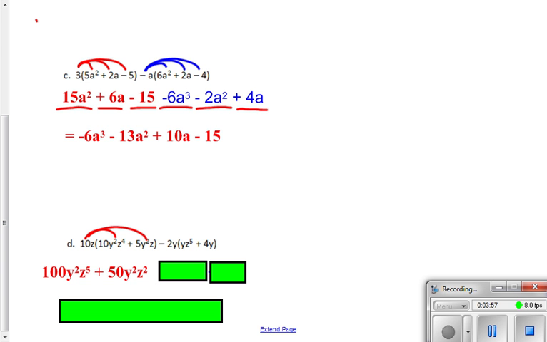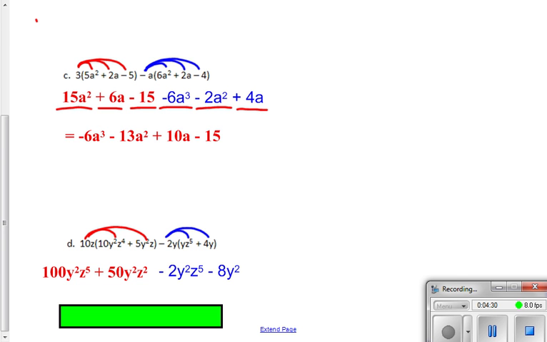After distributing 10z, we would have 100y to the second z to the fifth, and 10z into 5y to the second z, we would get 50y to the second z to the second. Next, distributing our negative 2y, we did negative 2y into y, z to the fifth, we get negative 2y to the second, z to the fifth, and negative 2y times 4y is a negative 8y to the second.